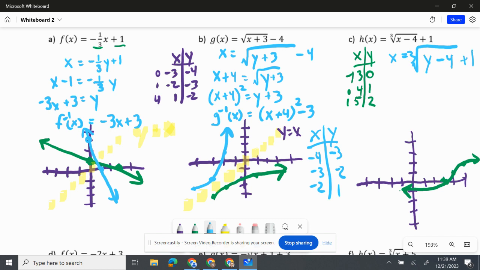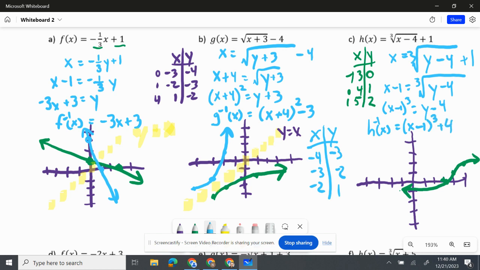I'm going to subtract the 1. I'm going to cube it. And then I'm going to add the 4. So I have the inverse of h of x is equal to (x minus 1) cubed plus 4.